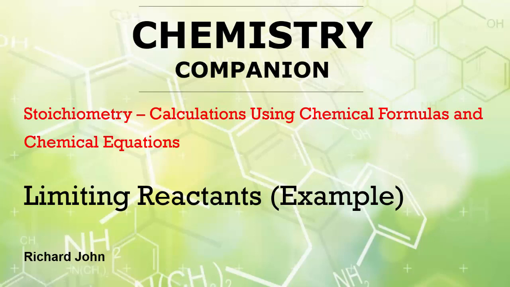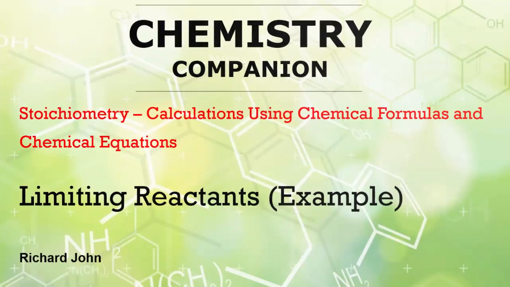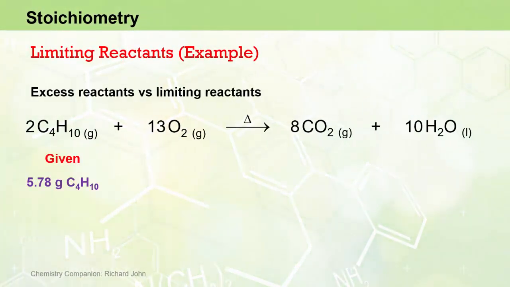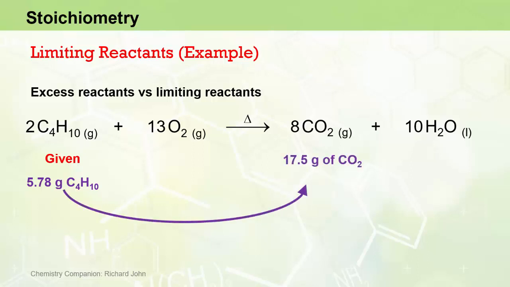In this video, we apply the limiting reactant concept to calculating the mass of product produced when we are given the mass quantities of two reactants. Previously, we considered a scenario in which we were given 5.78 grams of butane and asked to find the mass of carbon dioxide produced if the butane underwent complete combustion in the presence of oxygen, as represented by the balanced chemical equation shown here. And what we found was that 17.5 grams of carbon dioxide would be produced.